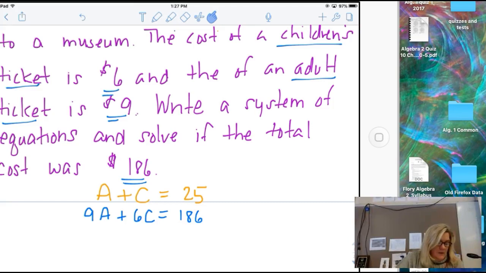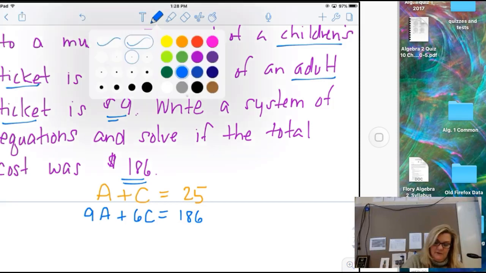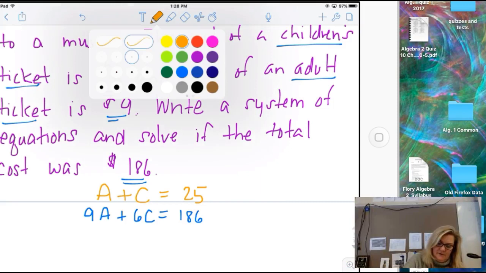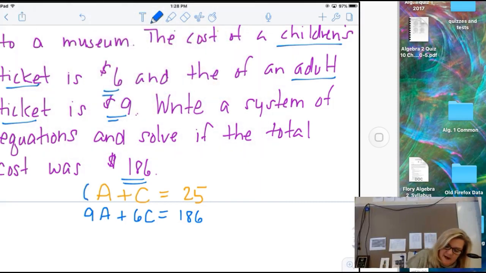Okay, now what we're going to do is we're going to find out how many tickets. So let's do it like this. We're going to get rid of the children's ticket. We're going to eliminate the C's first. So what we need to do, and you guys know what we need to do, we need to multiply this top. We're going to multiply it by -6. We're multiplying everything by -6 so we can eliminate the C's.